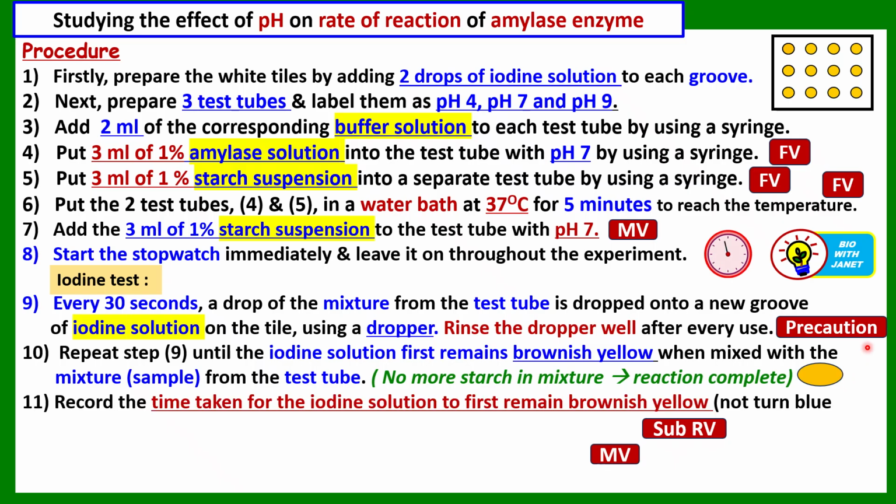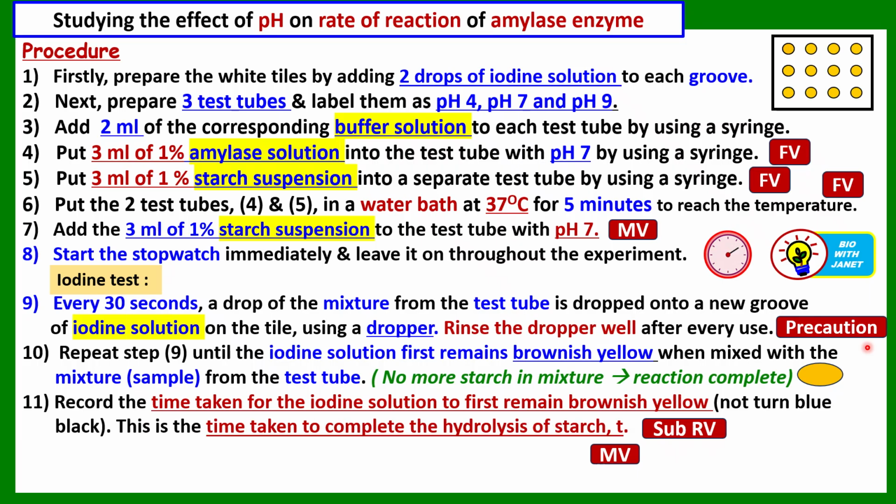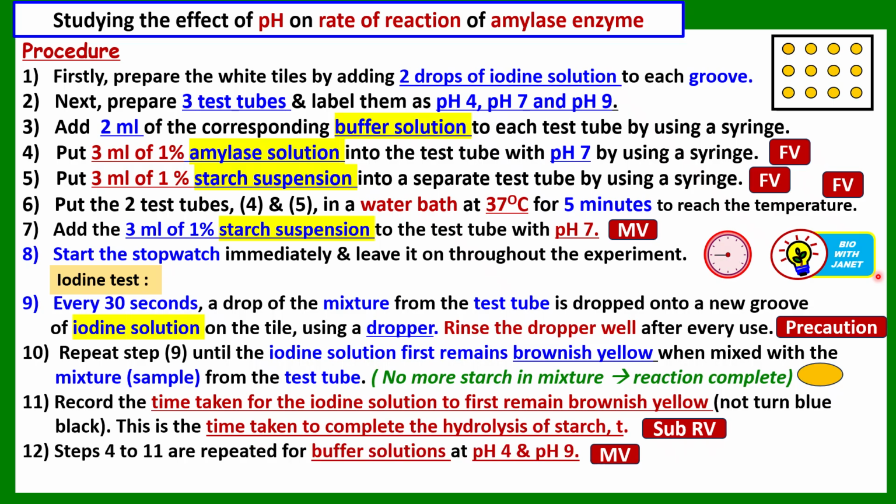Record the time taken for the iodine solution to first remain brownish yellow, not blue-black. This can be your sub-RV, or the next phrase here: the time taken to complete the hydrolysis of starch, T. This can also be the sub-RV, either one. Read the question carefully and follow the question in the exam. Don't assume that it's going to be either this or this. Just follow the instructions in the exam paper. We must adapt to the exam paper.